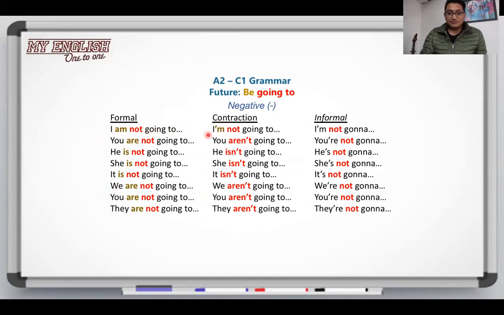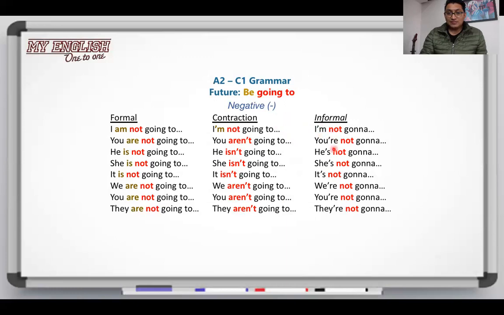All right, let's check the contraction. I'm not going to. You aren't going to. He isn't going to. She isn't going to. It isn't going to. We aren't going to. You aren't going to. They aren't going to. Here I would like to notice that the contraction for I is different from the rest. You contract I'm, and then not is separated. But in the rest of the persons, you don't do that. You actually contract the verb to be with not, like aren't. You don't say you're not. It's more like you aren't, and so on and so forth. Okay. Again, remember here we have another verb. And finally, here we have this one, right?